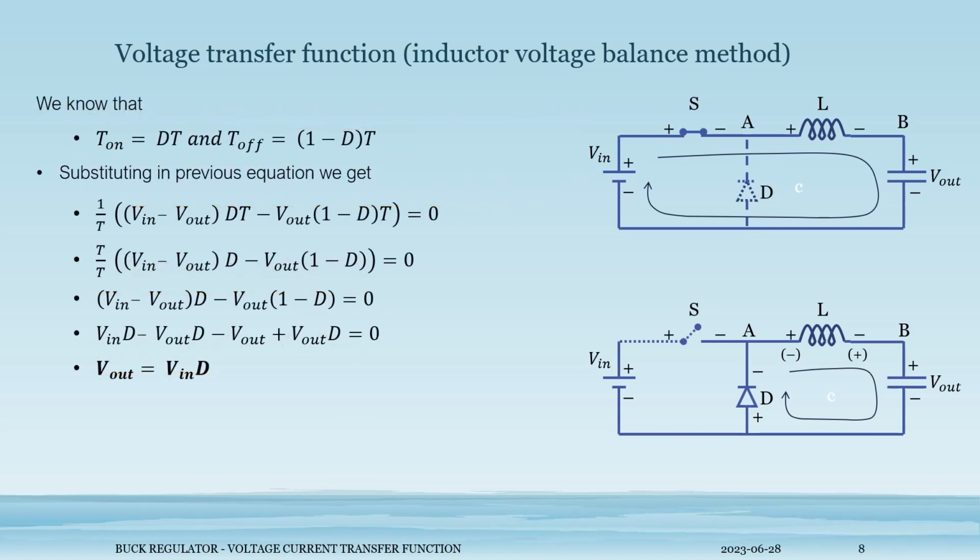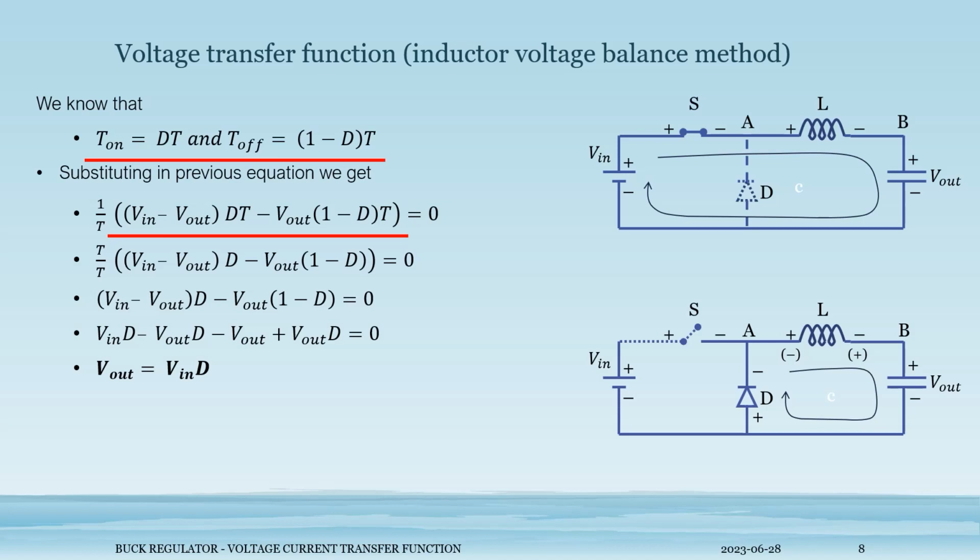Let us now simplify the equation. We know that T on is equal to D into T and T off is equal to (1 minus D) into T, where T is the total time. Let us substitute this in the previous equation. We get 1 by T into (Vin minus Vout) into D into T plus minus of Vout into (1 minus D) into T, that is equal to 0.